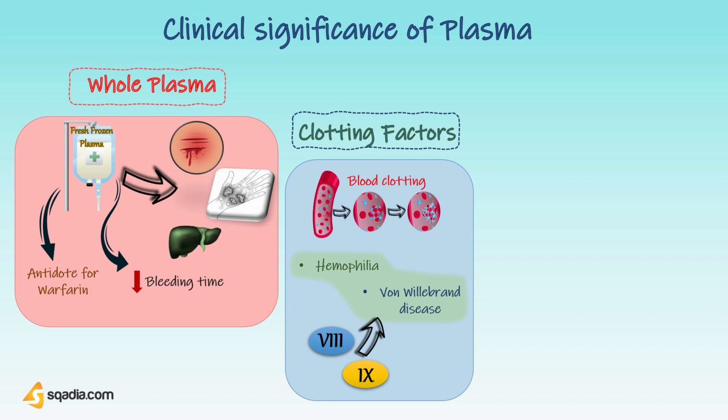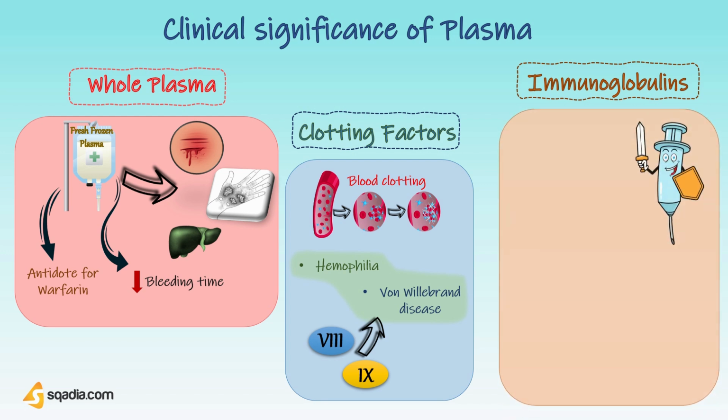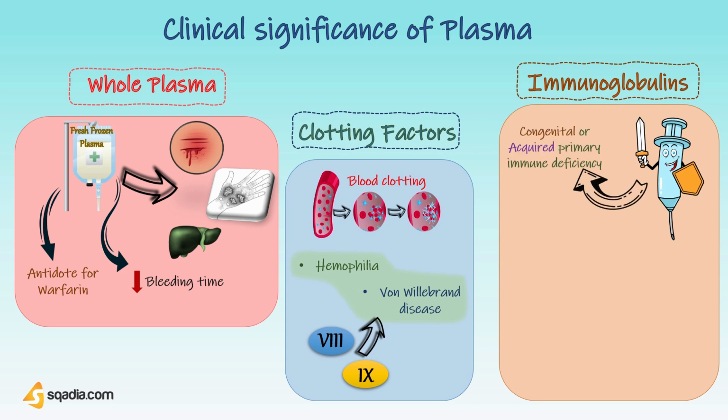Similarly, immunoglobulins from blood plasma can be directly administered under certain immunological disorders like congenital or acquired primary immune deficiency, that usually occur when the body cannot produce antibodies or experiences the adverse effects of cancer treatments that harm the antibodies. Both disorders benefit greatly from immunoglobulin infusions.